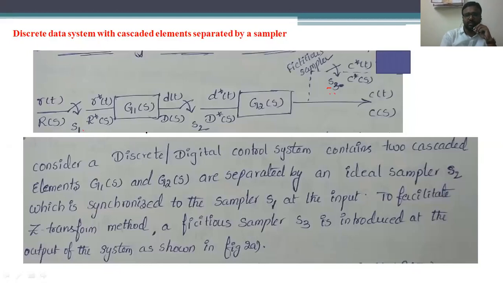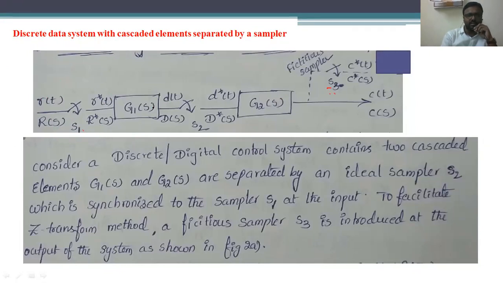So G1 of S and G2 of S are the two discrete data systems, placed in a cascaded position and separated by a sampler S2. Here R of t, or R of S, is the input given to the system. With the synchronizing sampler, it is converted to R star of t, and similarly R of S is converted to R star of S.